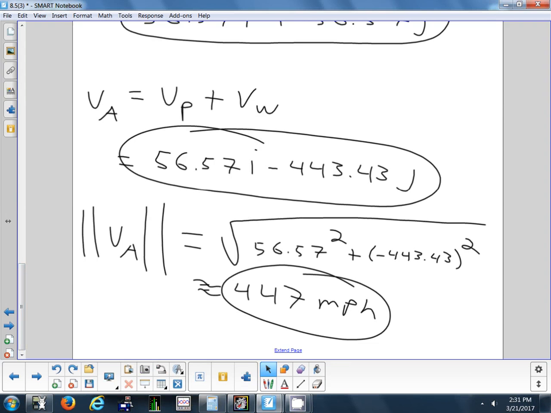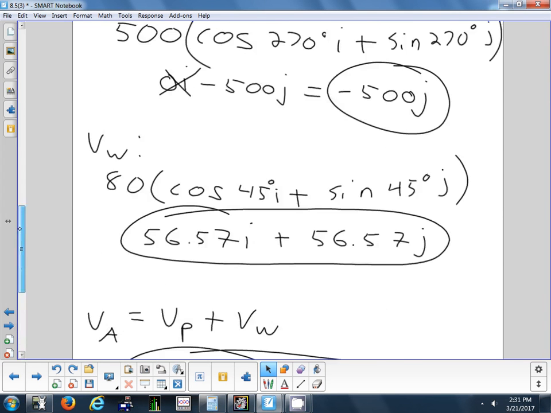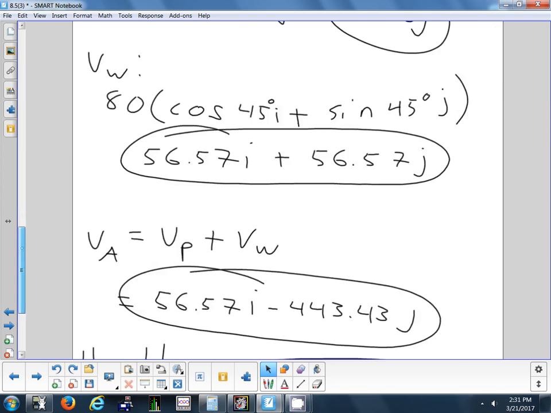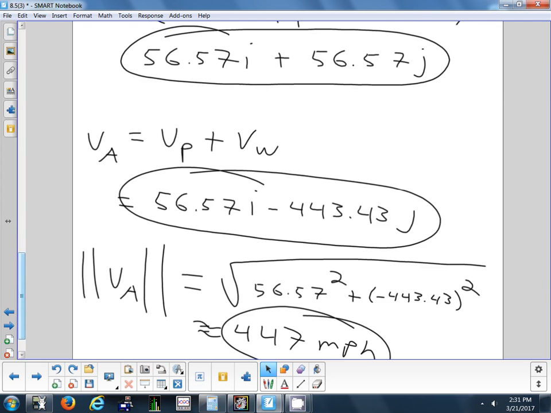Okay, any questions on that one? Okay, it's not too hard of a problem. It does take a little bit of time because you have to write down each vector with i's and j's, then you got to add them up, then you got to do the Pythagorean theorem to find the speed. So it does take a little bit of time. Okay, but that's the only application we're going to look at for the dot product section.